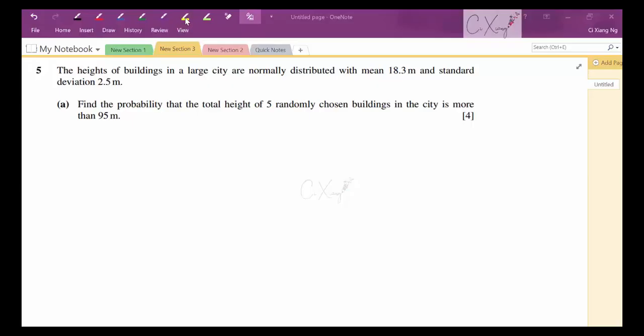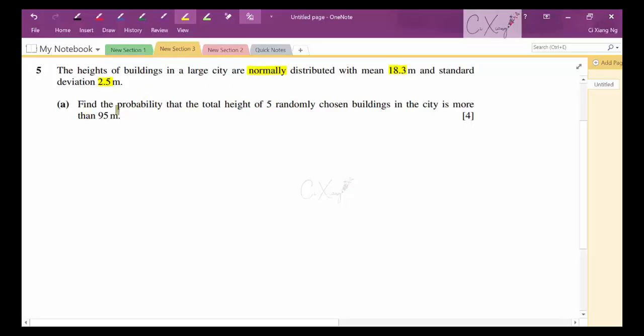Okay, so question number 5. They give us the height. The height of buildings in the large city are normally distributed. So this is an important keyword, with mean 18.3 and standard deviation 2.5. This is for the height of the buildings in a large city.